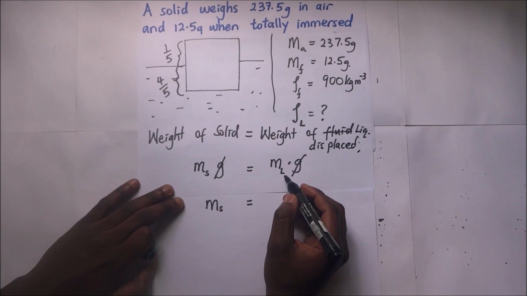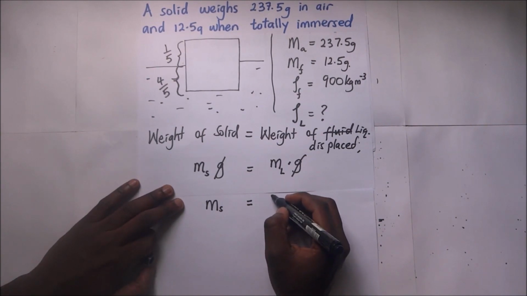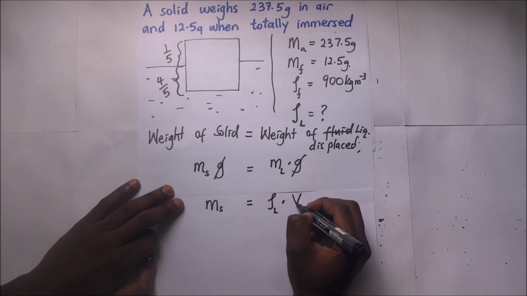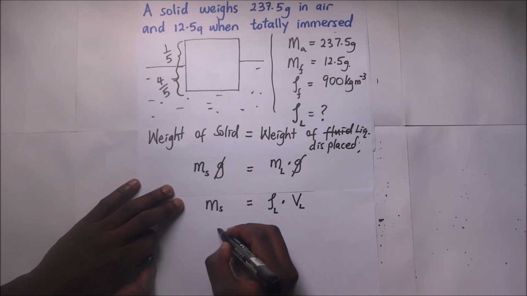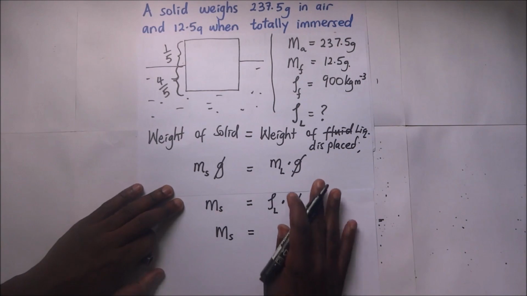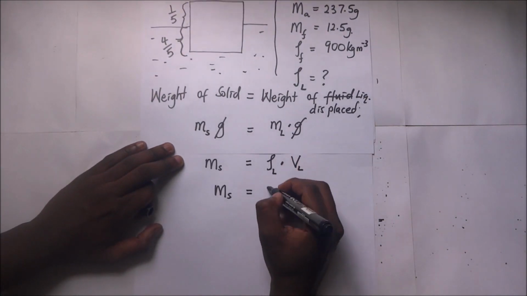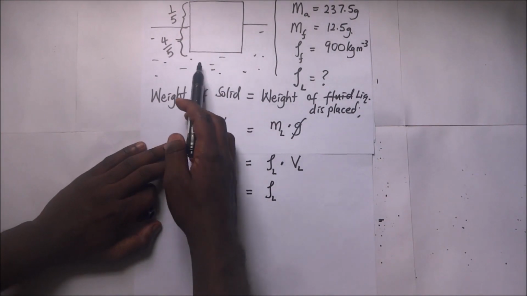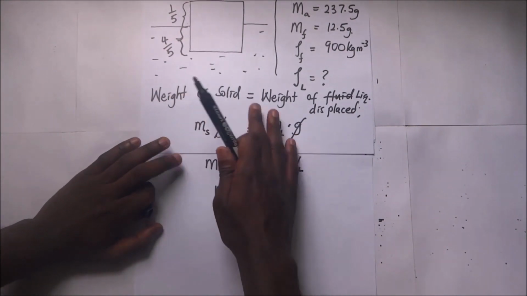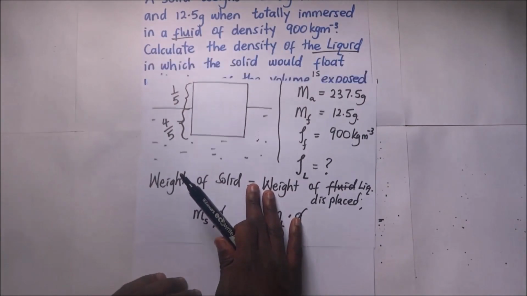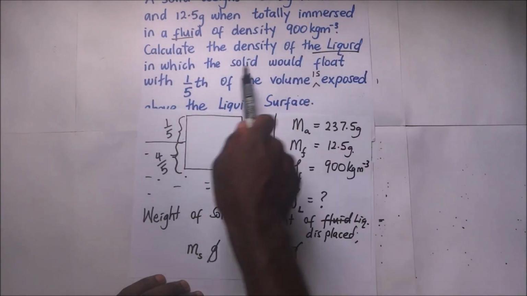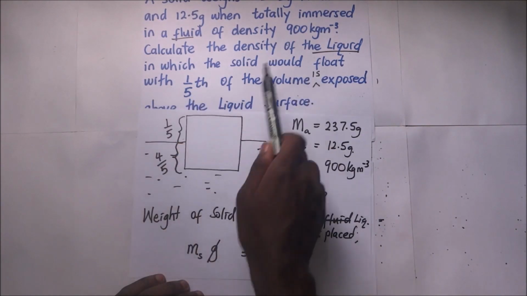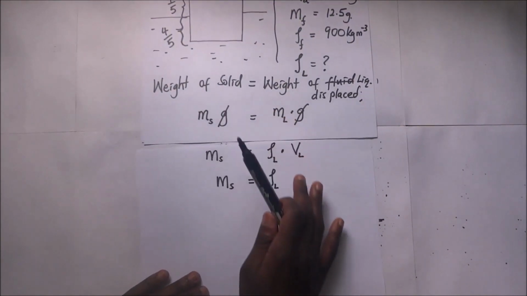Now for the mass of the liquid, mass is given by the density of that liquid multiplied by the volume of that liquid. And so this means that the mass of the solid is going to be given by the density of the liquid. Remember, we are looking for the density of that liquid. That's what the question requires. The question is asking us to calculate the density of the liquid in which the solid would float with a fifth of its volume exposed. So this is the density we are looking for.